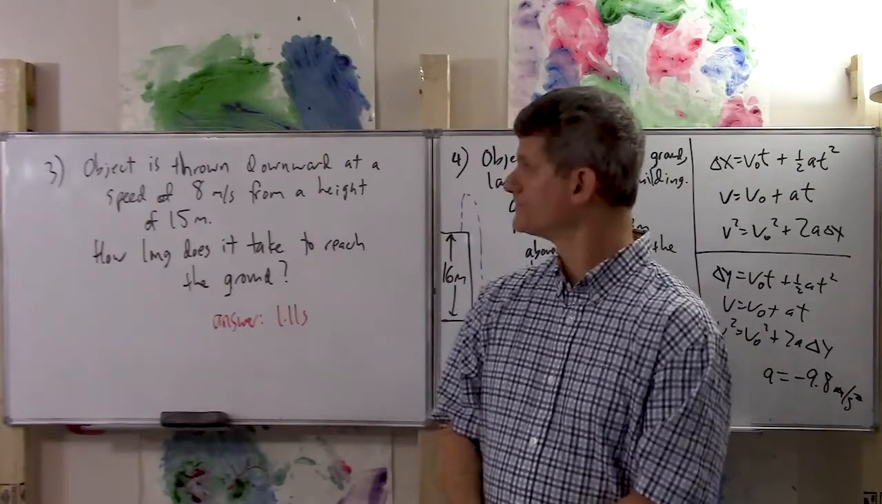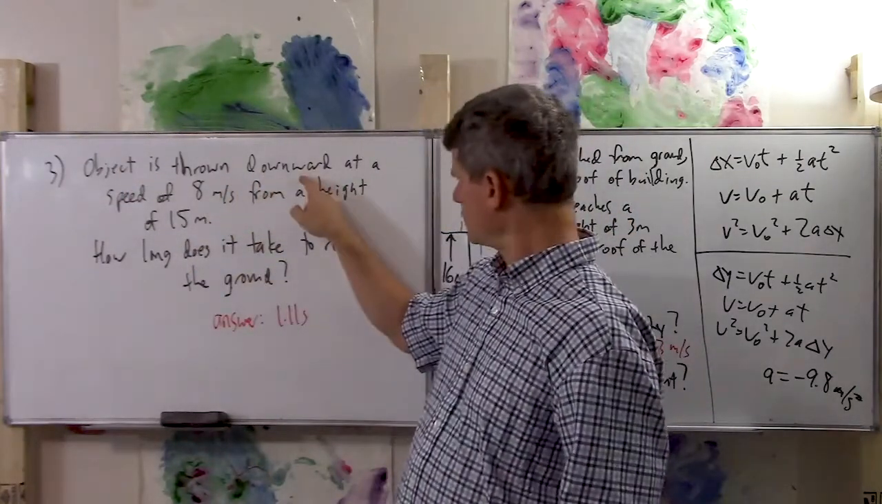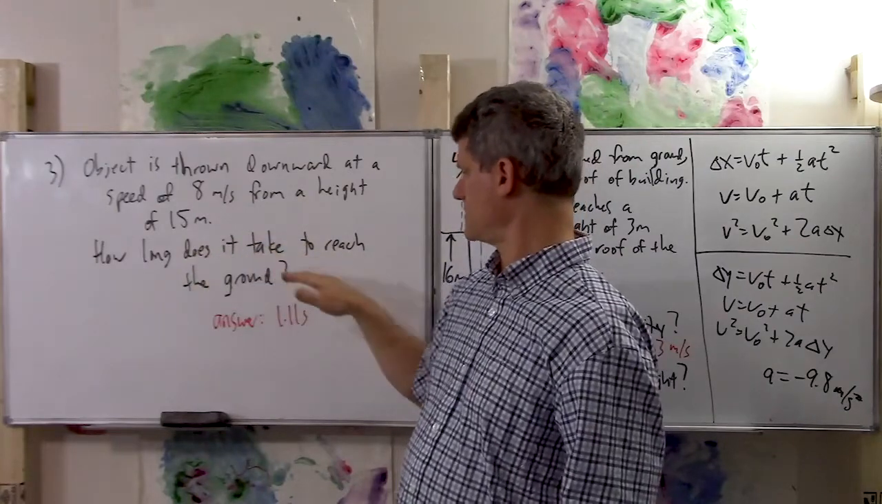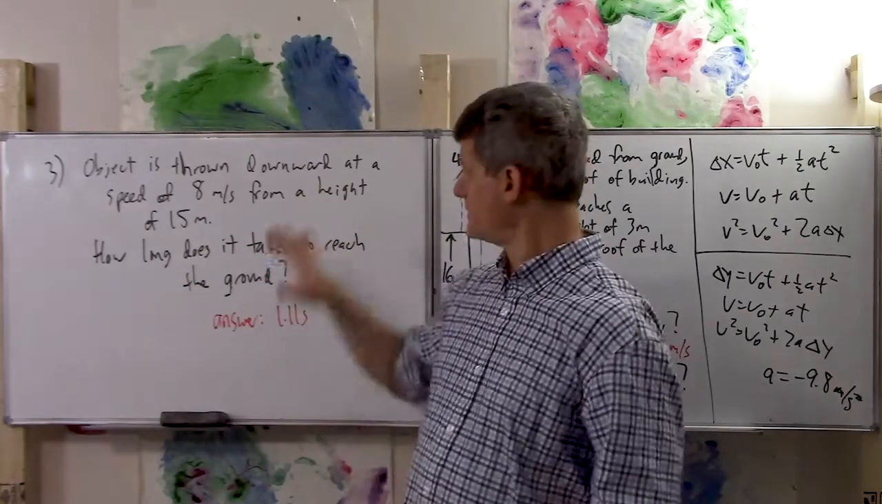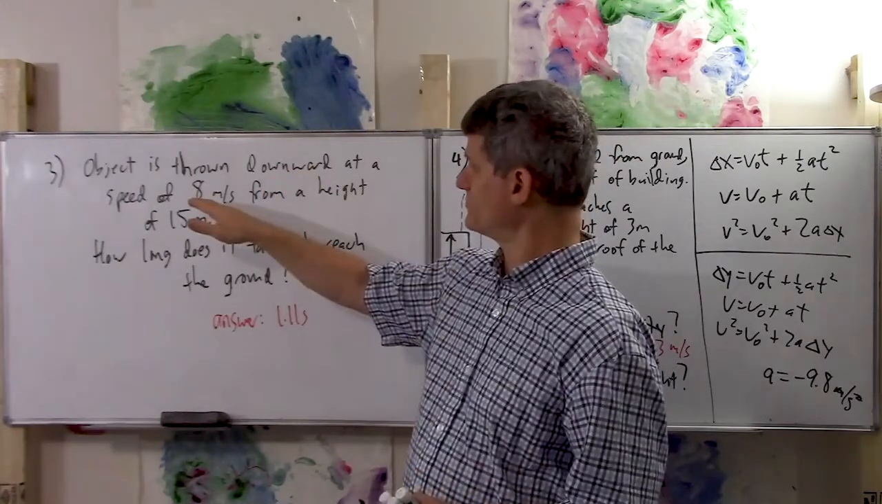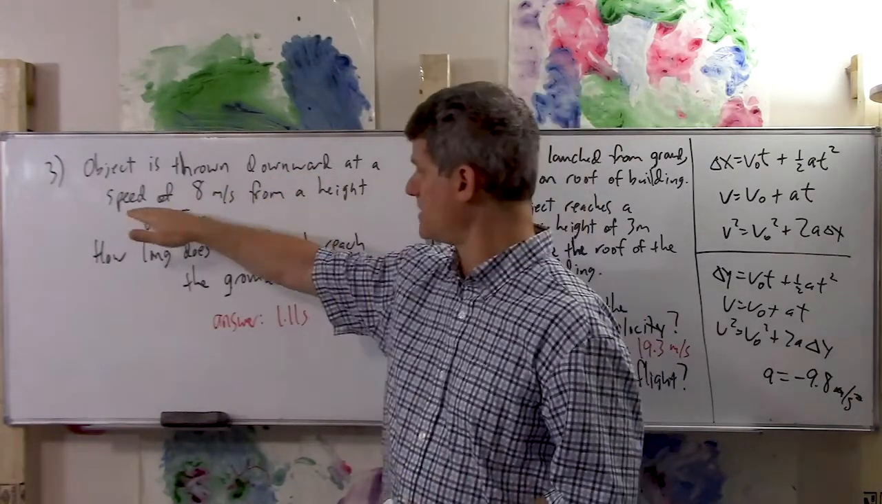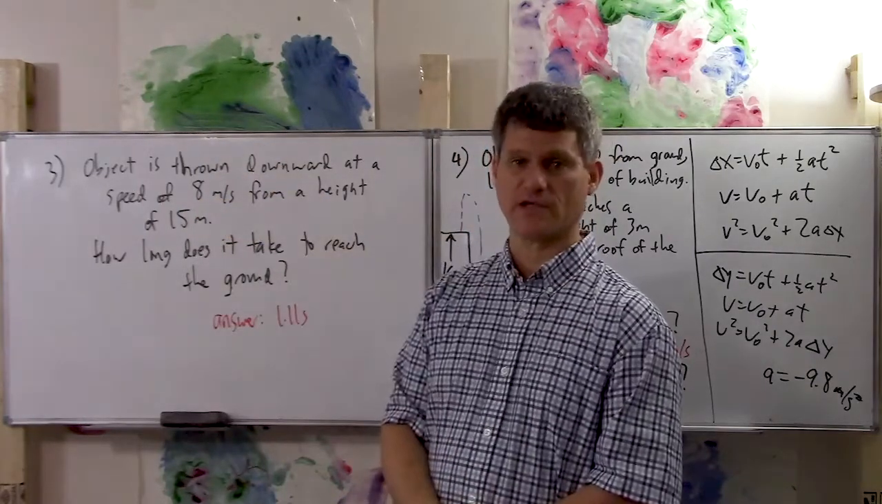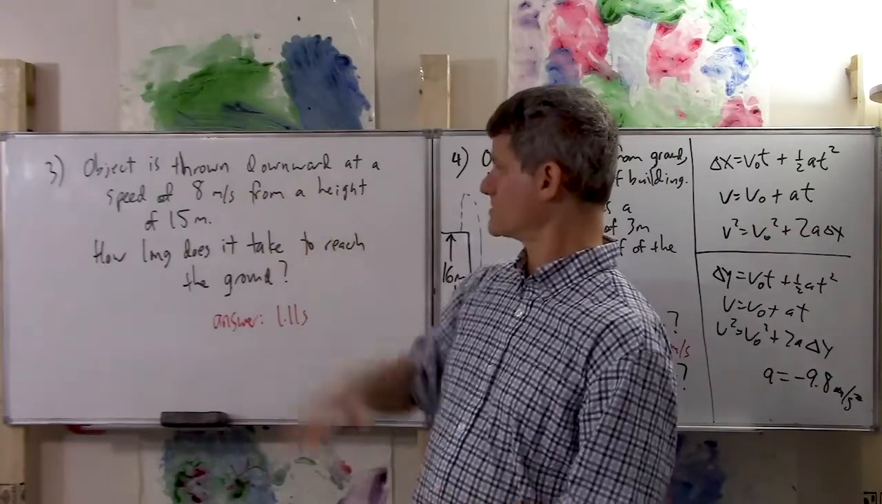And here are two more. An object is thrown downward at a speed of 8 meters per second from a height of 15 meters. How long does it take to reach the ground? So the only thing different about this one is that it's thrown downward. So you have to be careful that the initial velocity is negative. So the speed is 8 meters per second, but v initial is negative 8 meters per second. Other than that, it's very much like the first problem.